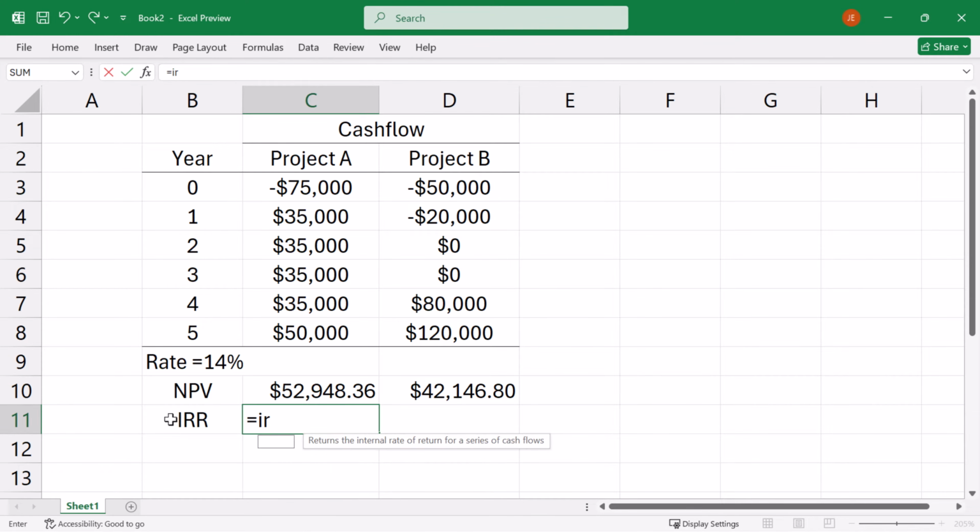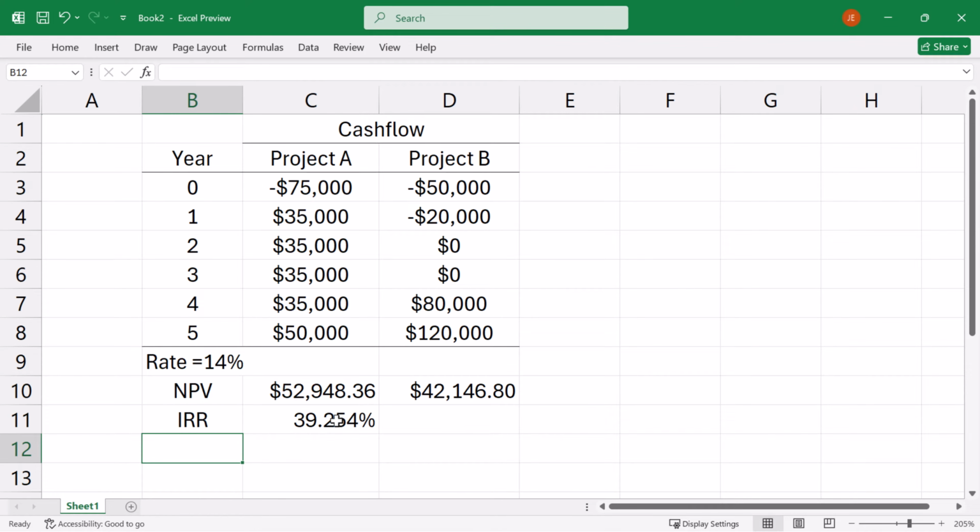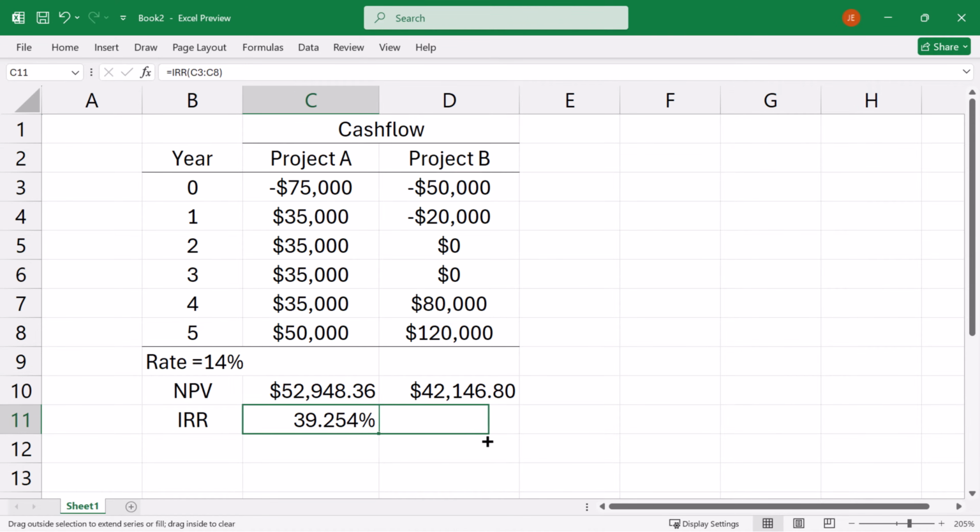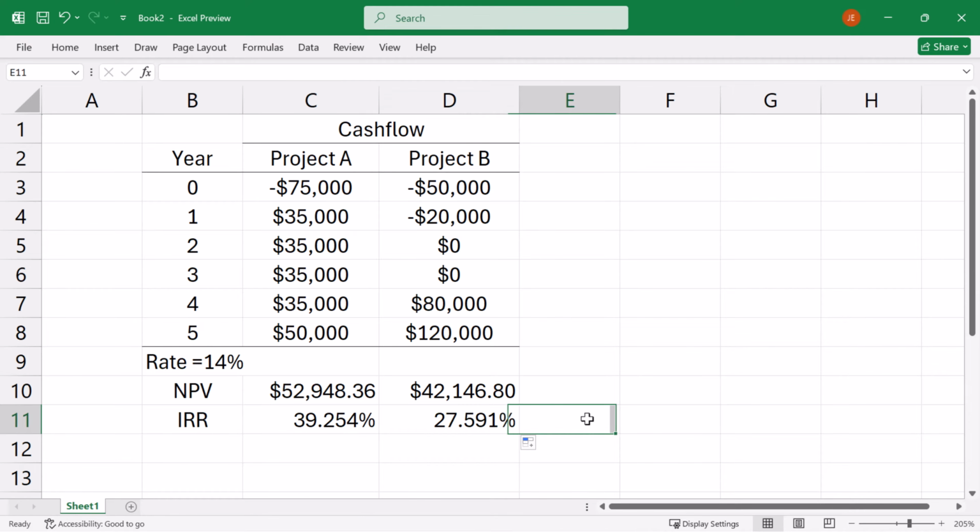To be more comprehensive, let's calculate the internal rate of return, IRR, for both projects. Type equals IRR. Select all cash flows including the initial outlay. Enter. Let's use the fill handle to copy this formula for project B. Notice that project A's IRR is higher than project B's, confirming our NPV-based decision.